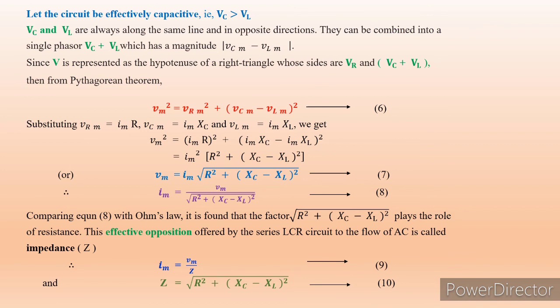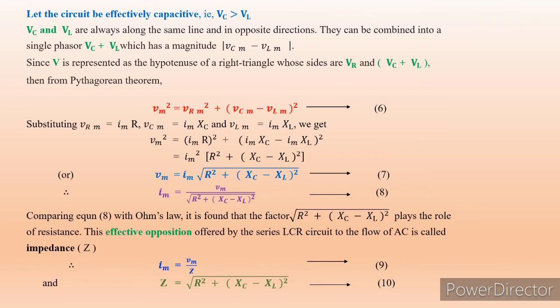Taking square root on both sides, Vm is equal to Im into square root of R square plus XC minus XL the whole square. This is equation 7. Therefore, Im is equal to Vm divided by square root of R square plus XC minus XL the whole square. This is equation 8. Comparing equation 8 with Ohm's law, it is found that the factor square root of R square plus XC minus XL the whole square plays the role of resistance.